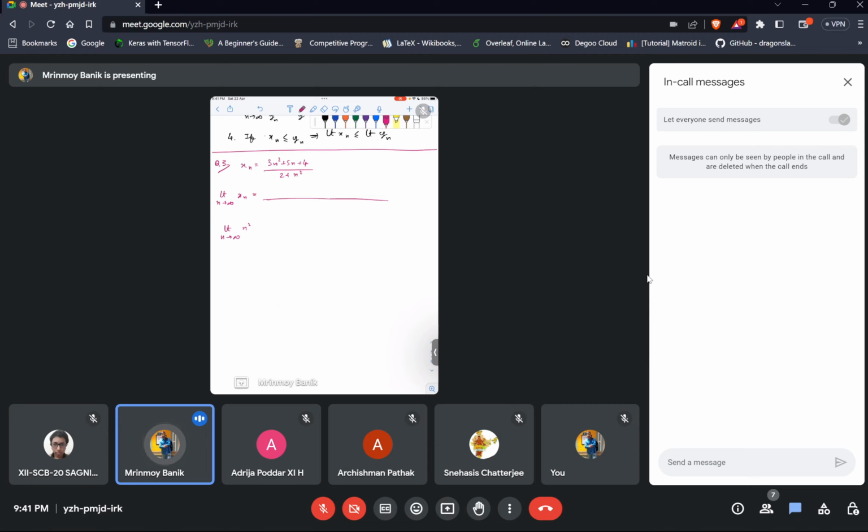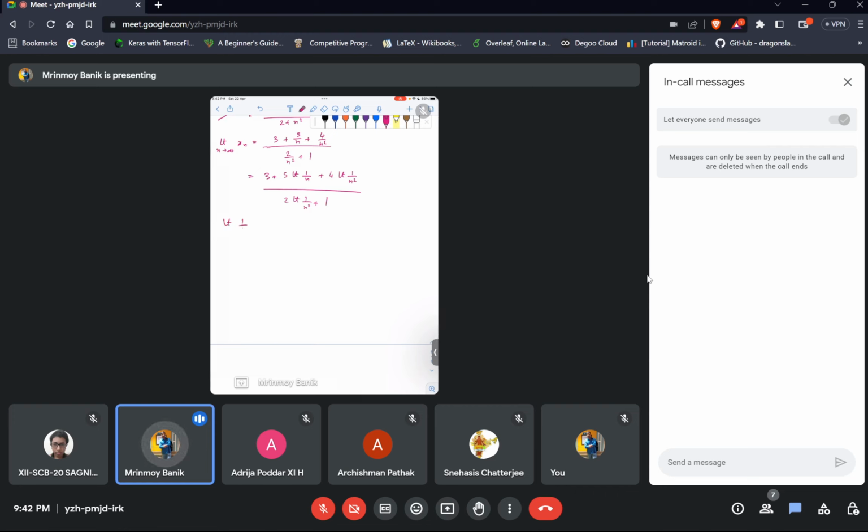First divide by n squared on numerator and denominator. So 3 plus 5 by n plus 4 by n squared, over 2 by n squared plus 1, right? Now we can distribute the limits. So 3 plus 5 times limit 1 by n plus 4 times limit 1 by n squared, over 2 times limit 1 by n squared plus 1.